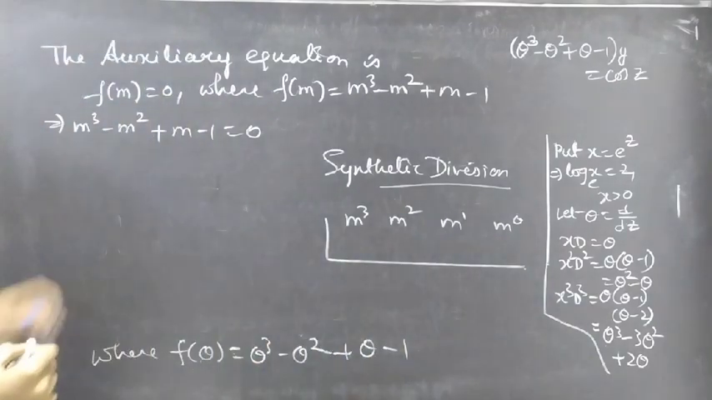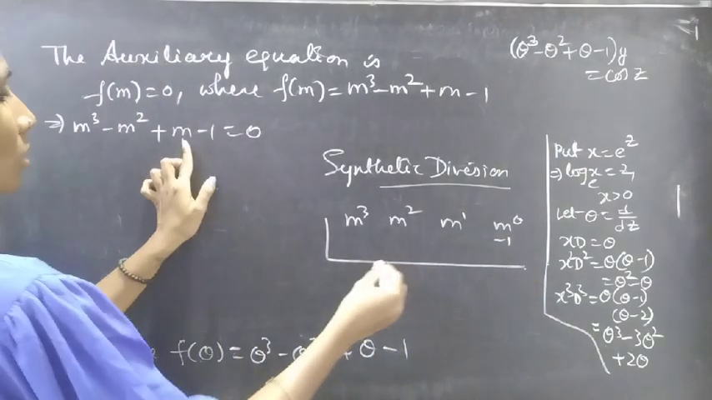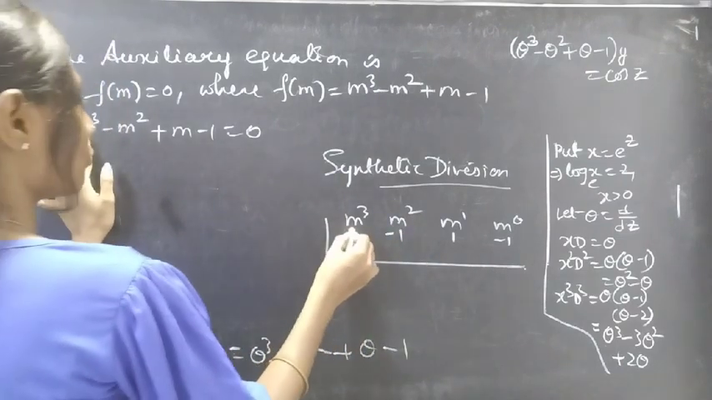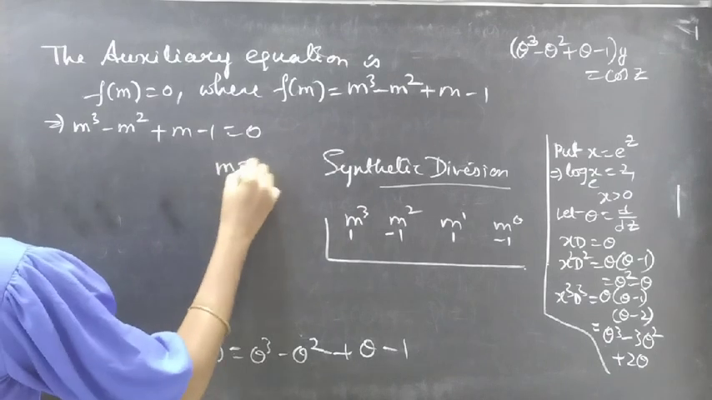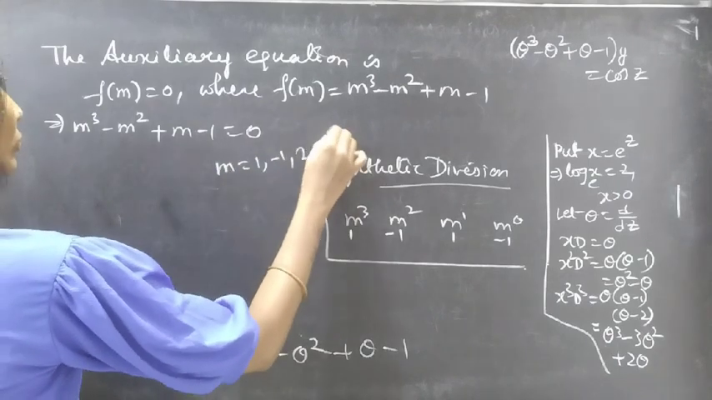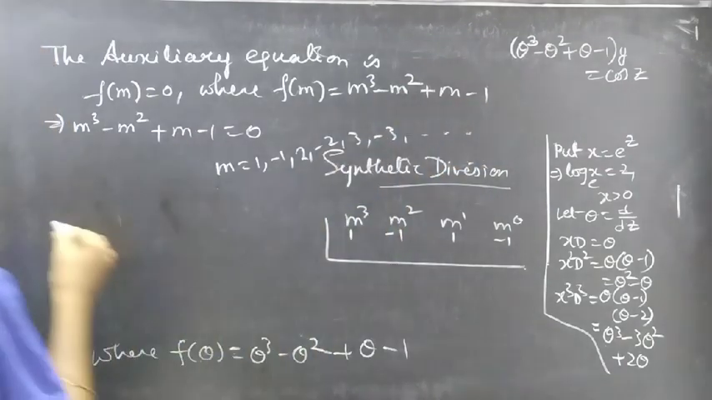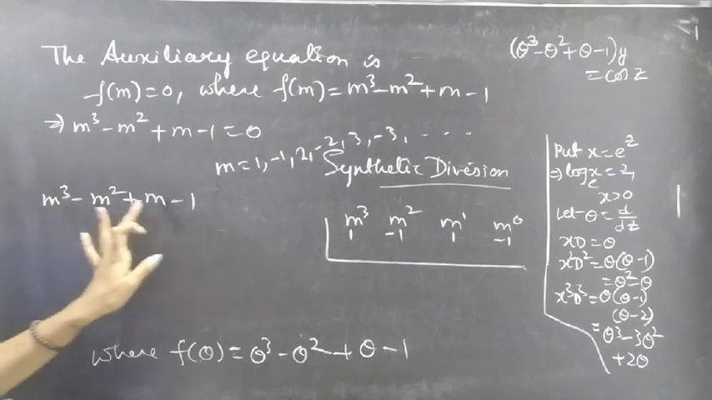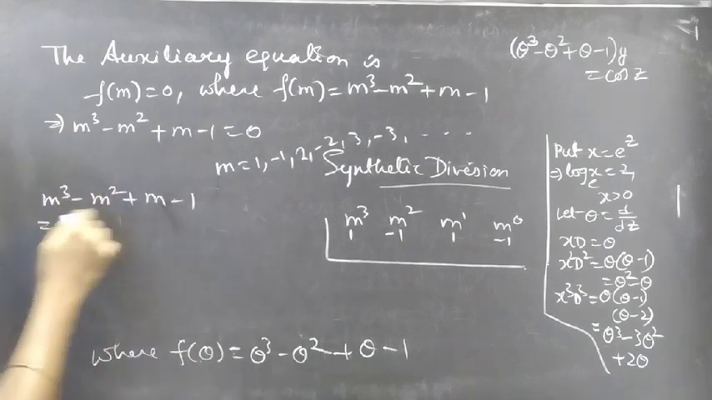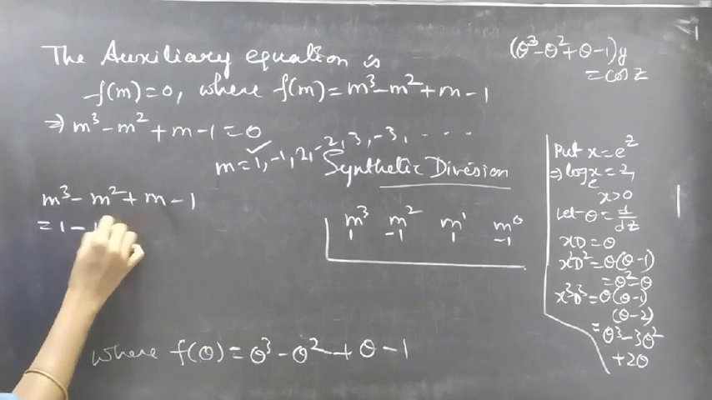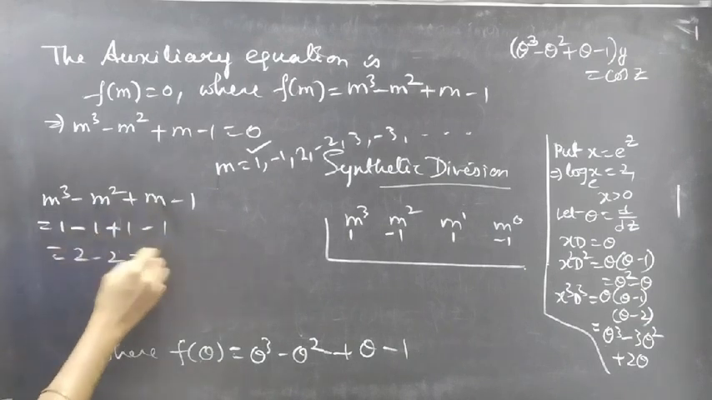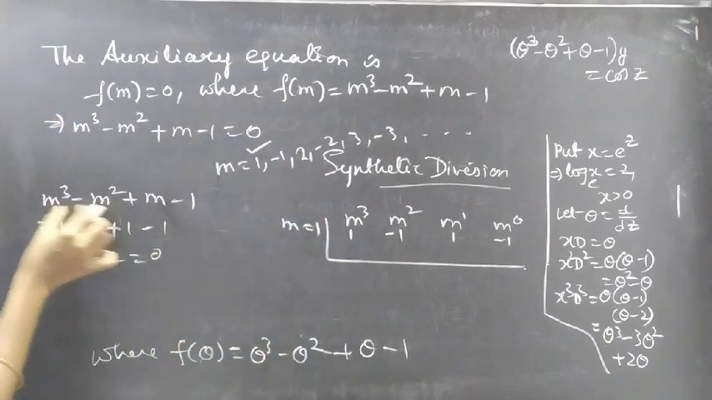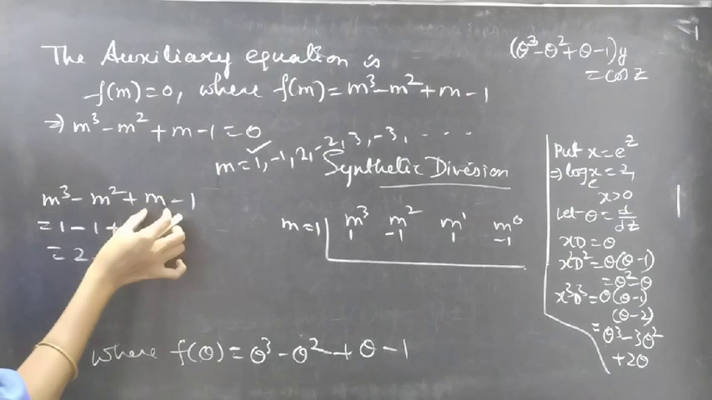Now place the coefficients. 1, minus 1, 1, minus 1. The quotient of m cube is 1. Now let's see which m is going to satisfy the polynomial m cube minus m square plus m minus 1. Okay, let's try m equals 1. We'll get 1 minus 1 plus 1 minus 1, 2 minus 2 is 0, right? So m equals 1 satisfies the polynomial m cube minus m square plus m minus 1, right?